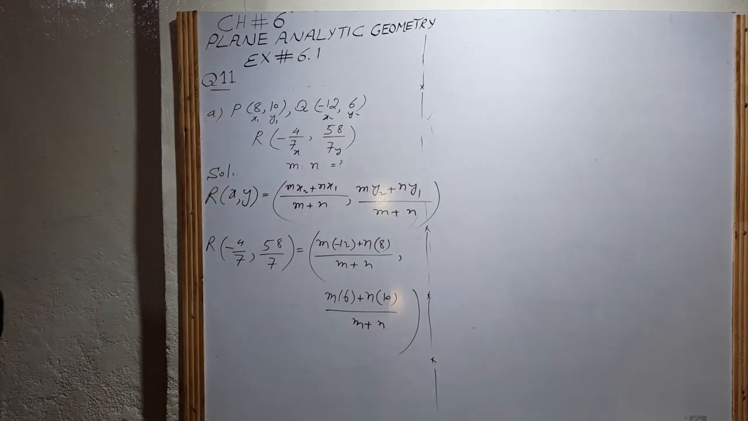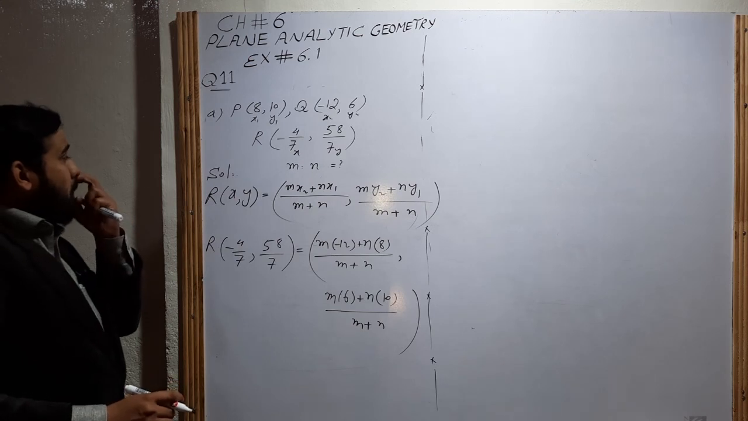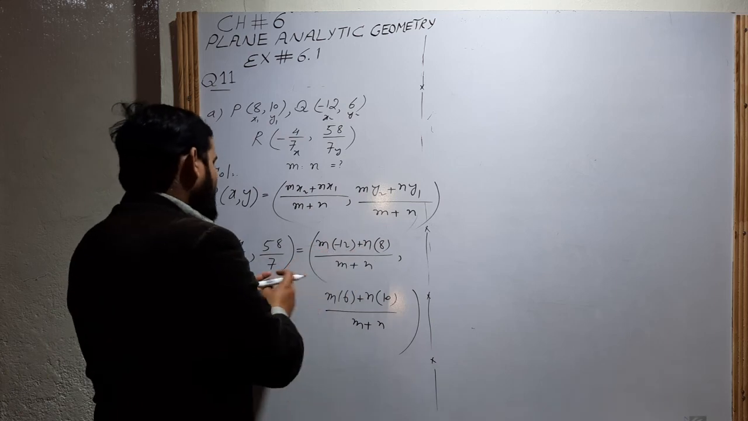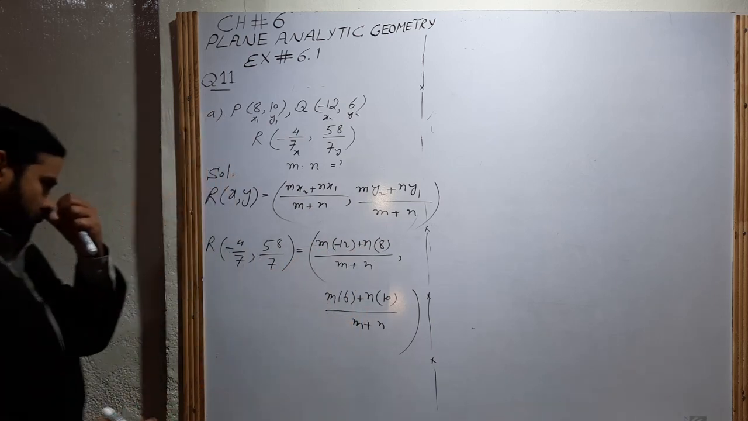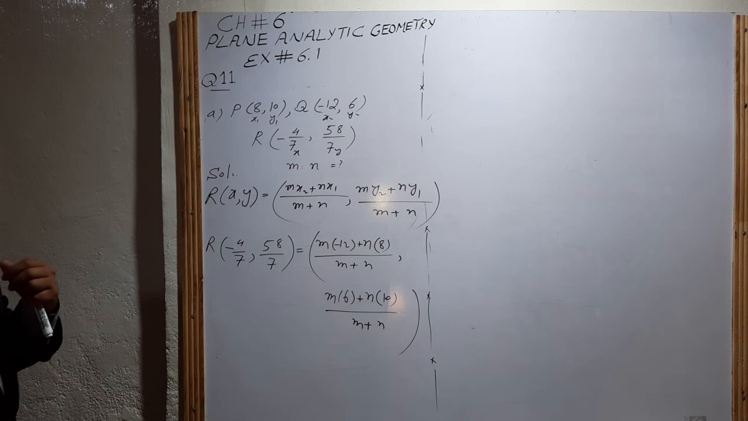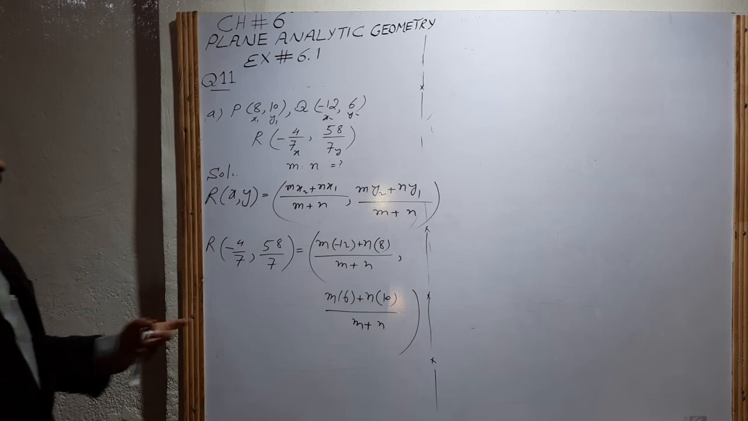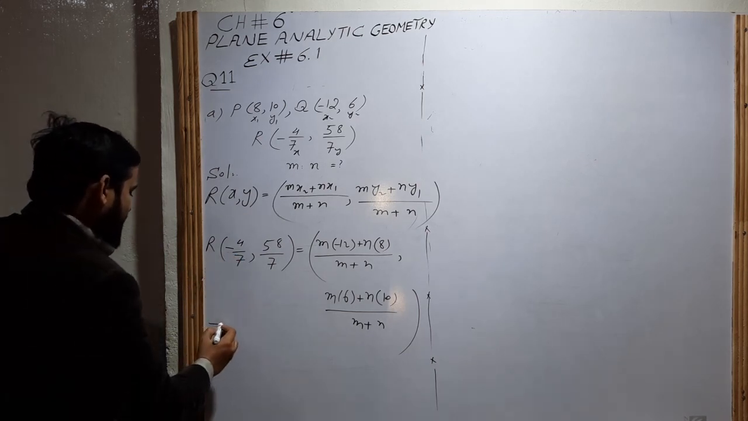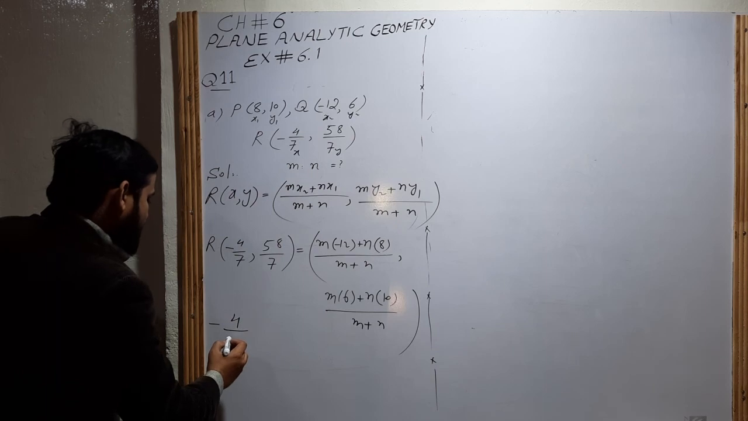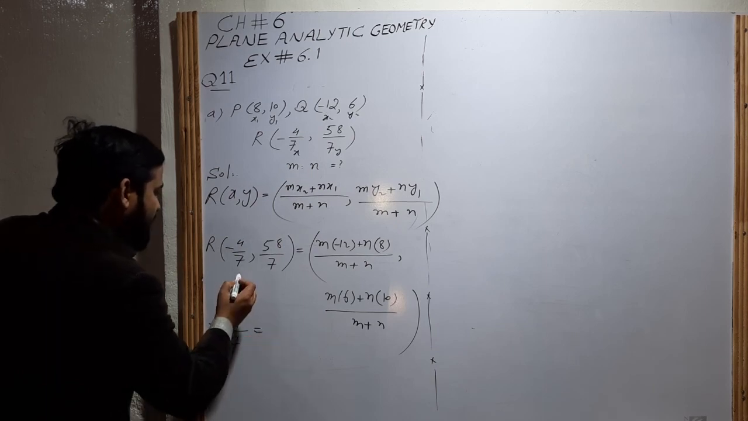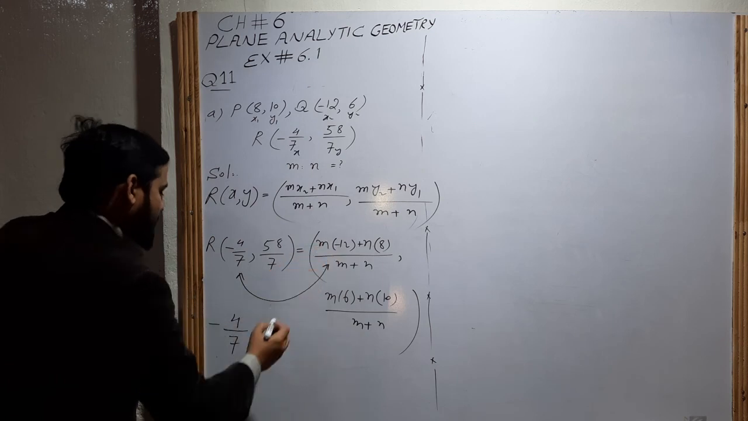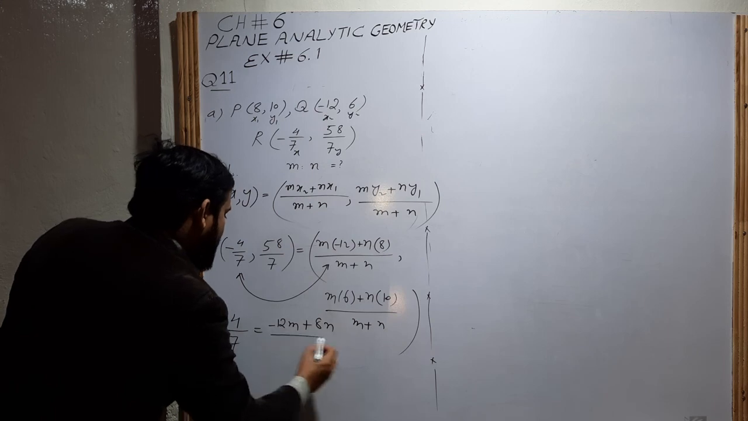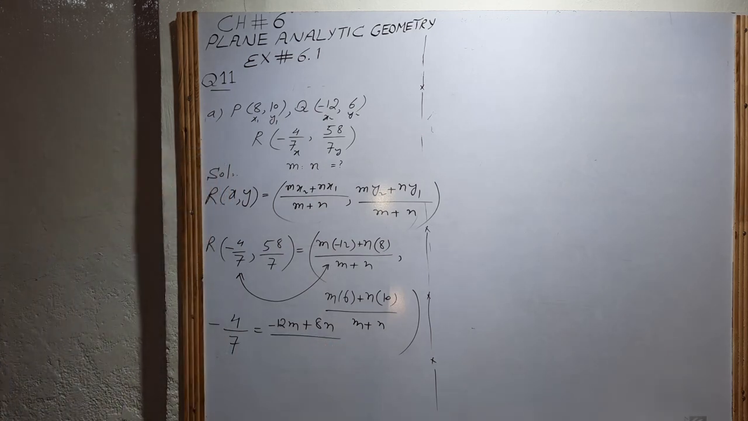So we have to find the values of m and n. Like question number 10, compare x values with x value and y value with y value. But in this case, if we compare only one value, either x or y, we can easily find m and n, which is the ratio. So compare the x coordinates: -4/7 equals (-12m + 8n) divided by (m + n).